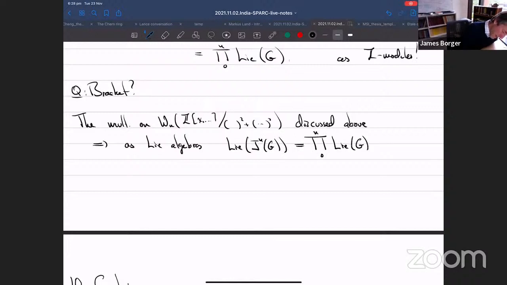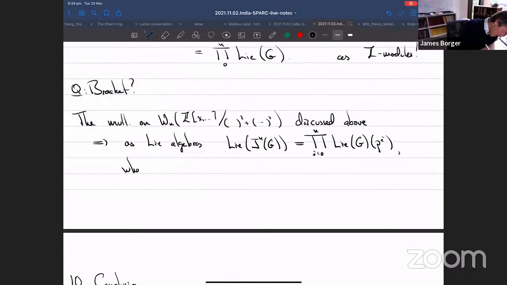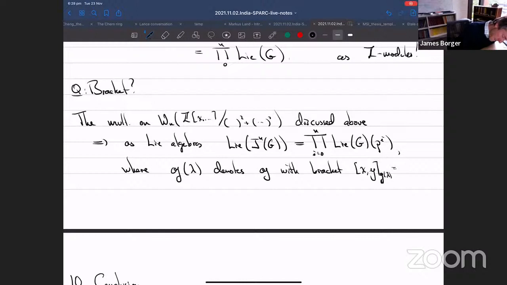Let me say it this way. It's this, where if you have a Lie algebra G and a scalar lambda, this denotes G, but with bracket twisted by the scalar. So it's just lambda times the usual bracket. Then you can see that this is exactly consistent with everything we discussed.